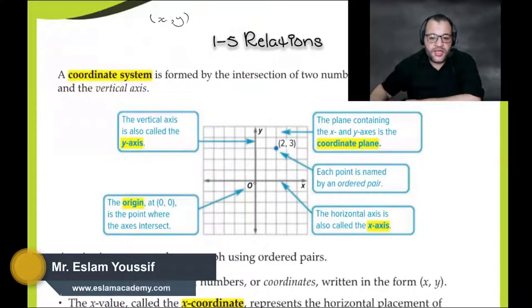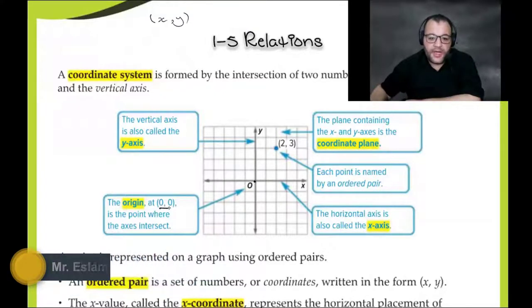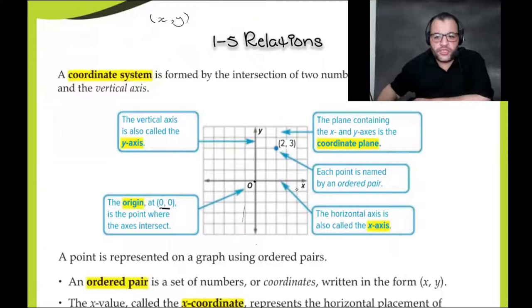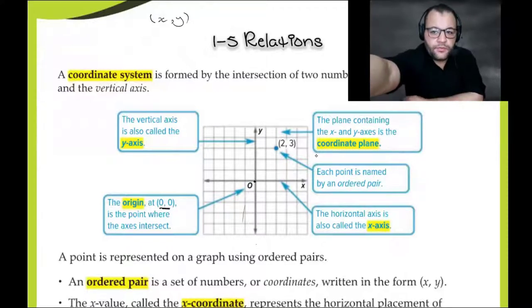Both of them intersect at one point, this point defined as the origin point, or (0, 0). So the horizontal line is the x-axis, the vertical line is the y-axis, and this point is defined as an ordered pair, the point of intersection between the x-axis and the y-axis, which is the origin point. Any problem for this one? No, sir.